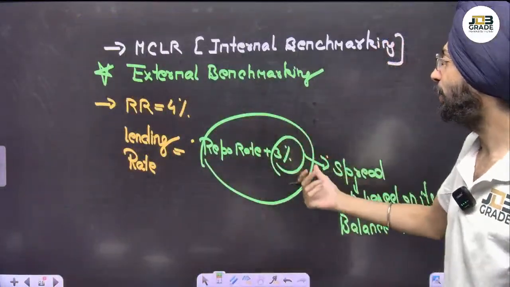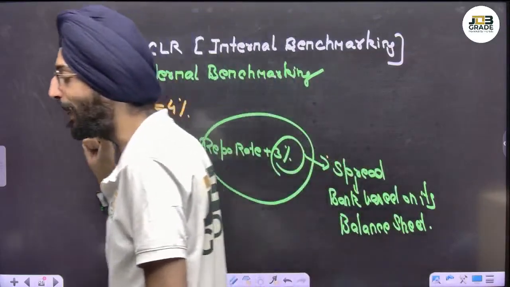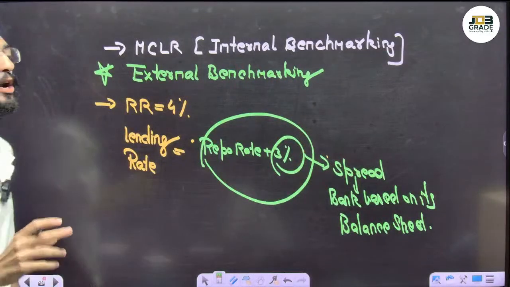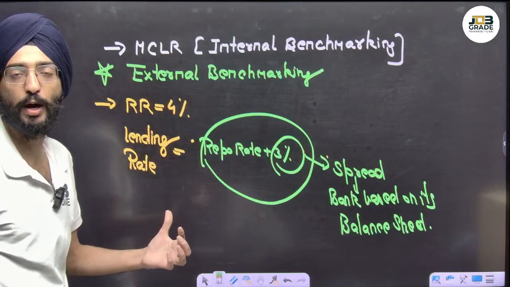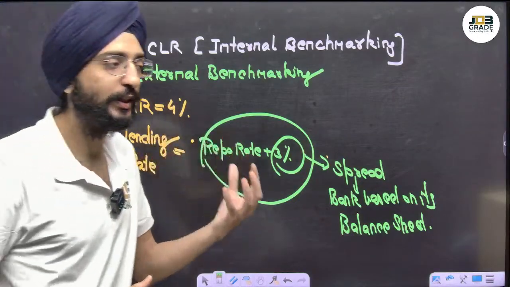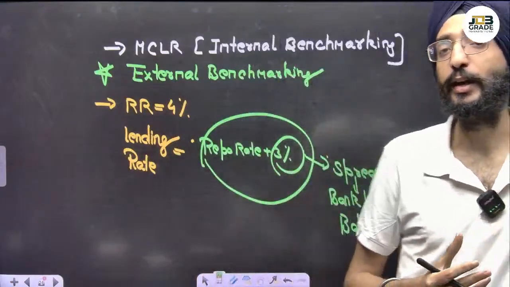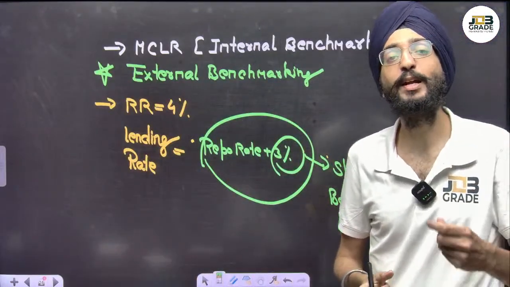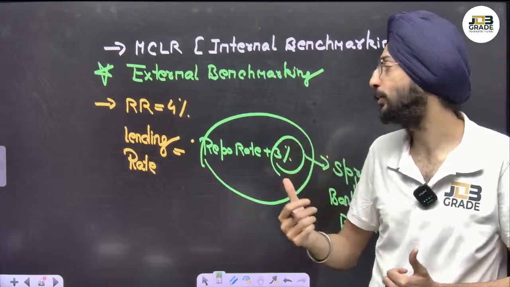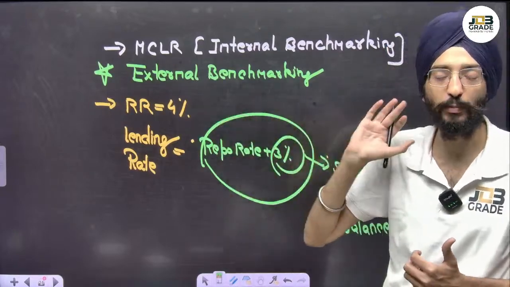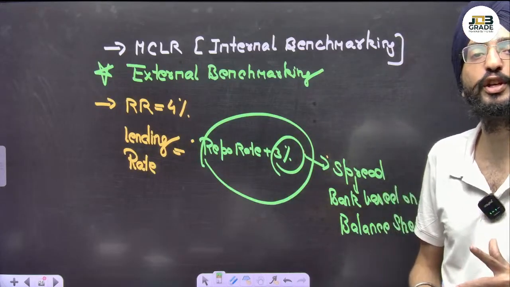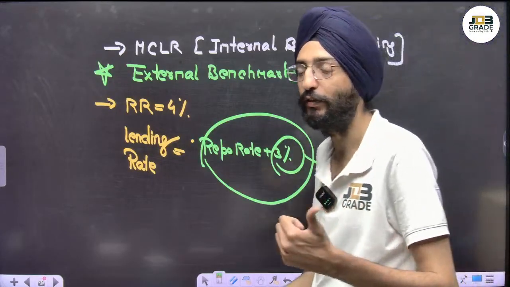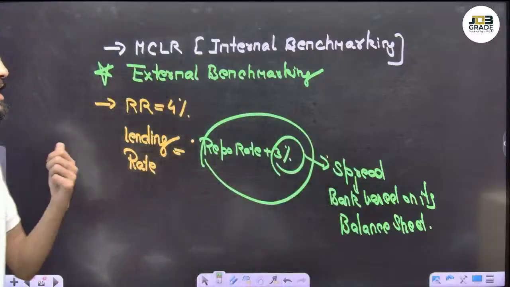And RBI has mandated the banks to use internal benchmarking or external benchmarking while deciding their lending rates. It is compulsory for the banks to use these methods. It's not compulsory for NBFCs, the non-banking financial companies. So banks have to maintain this.